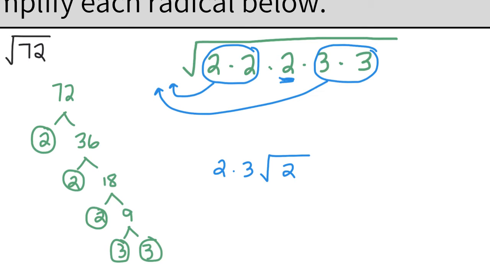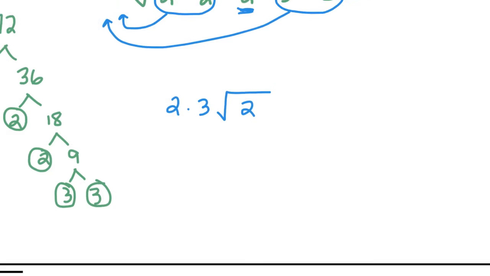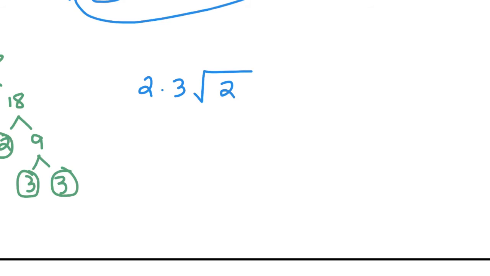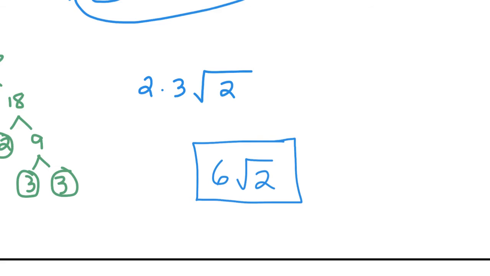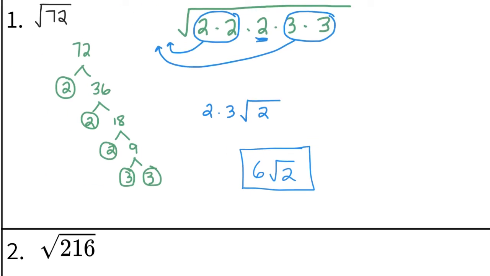And last step is to simplify everything on the inside and on the outside by multiplying. So I know that 2 times 3 is 6. And then on the inside, that's the only number that was there, so there's nothing to multiply it by. That is going to be our answer, 6 square root of 2.